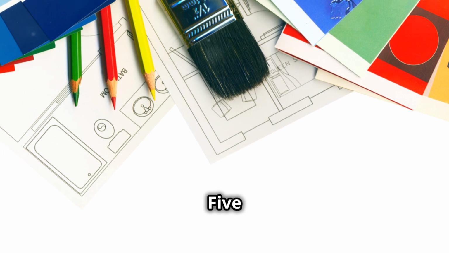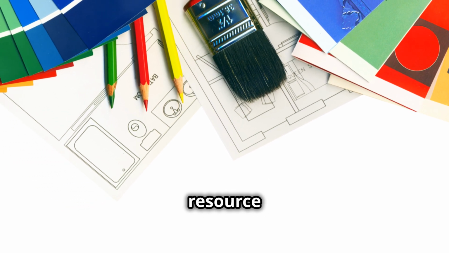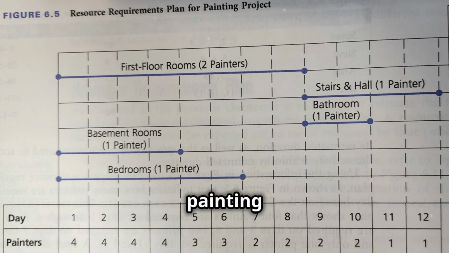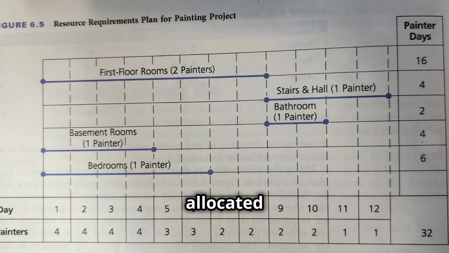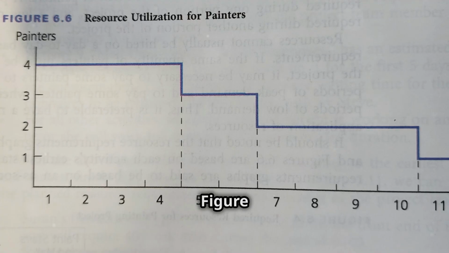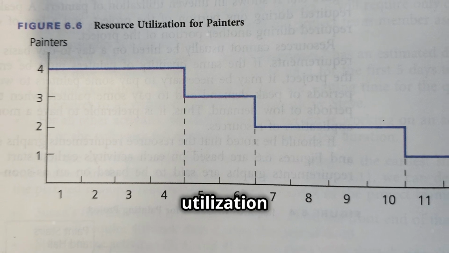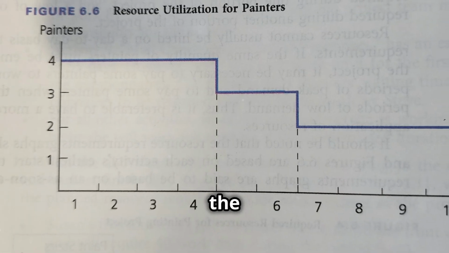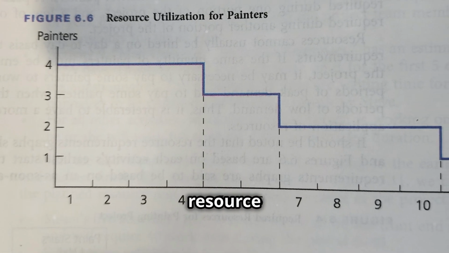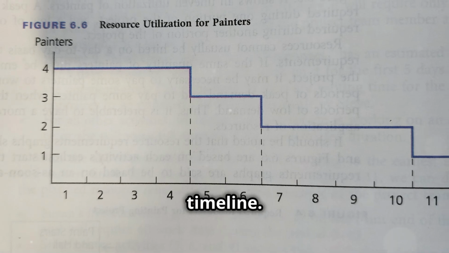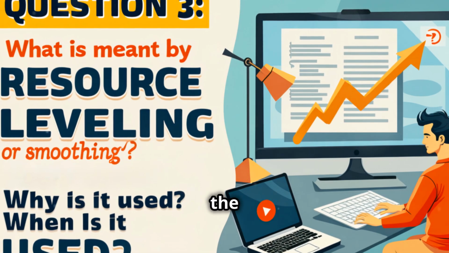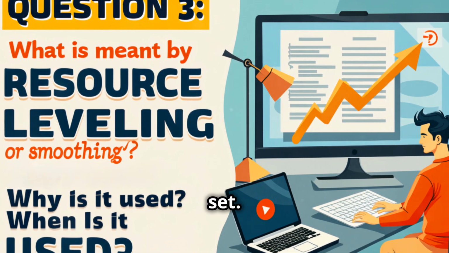Figure 6.5. This figure shows a resource requirements plan for a painting project and how painters are allocated across the different tasks. Figure 6.6 demonstrates resource utilization for painters, showing the peaks and valleys of resource demand over the project timeline. This brings us to the third question in our question set.